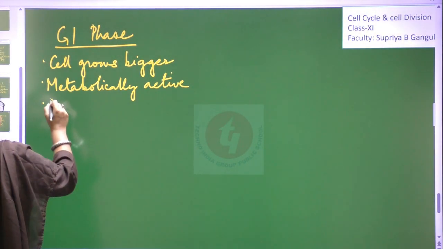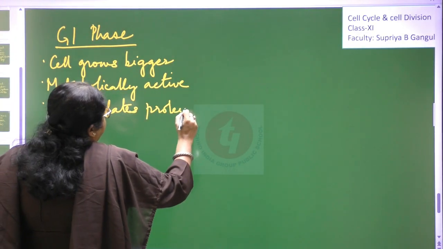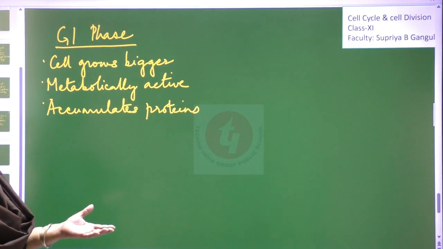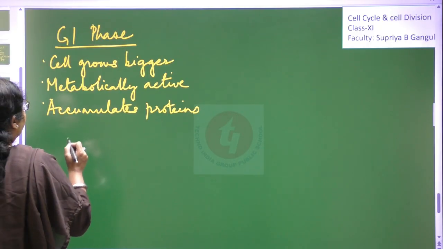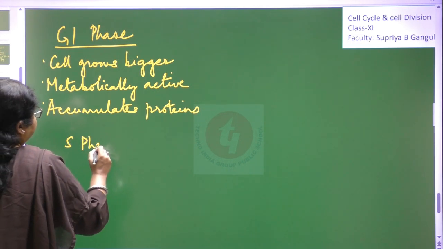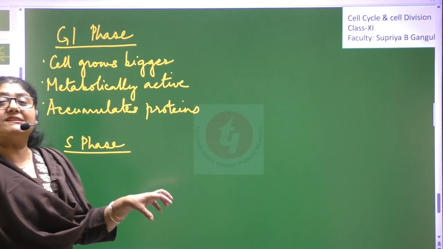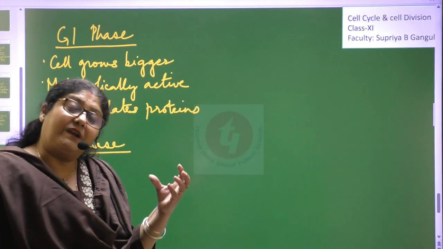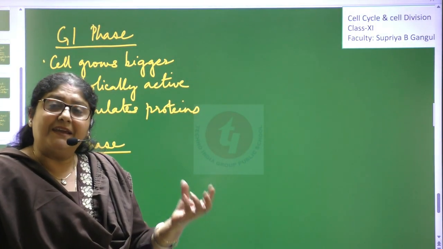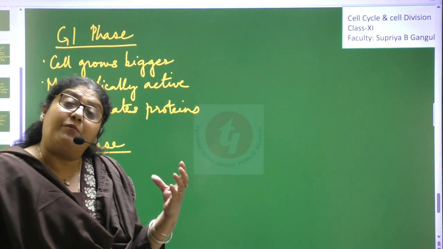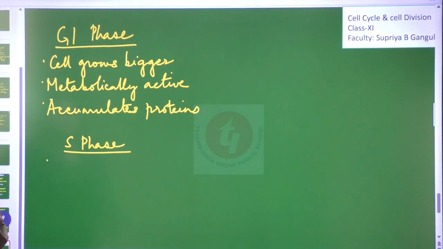What else does it do? It accumulates different proteins that would be required for cell division. Okay, so these are the basic characteristics of the G1 phase. Now this is followed by the S phase or the synthetic phase. As the name suggests, here the actual synthesis of DNA is going to take place. That means whatever DNA was there in the cell, the amount of DNA is going to be doubled. More DNA is going to be made so that the amount of DNA becomes double. And since more DNA is getting synthesized, this phase is also called the synthesis phase or the synthetic phase.